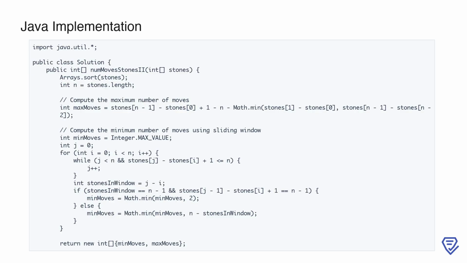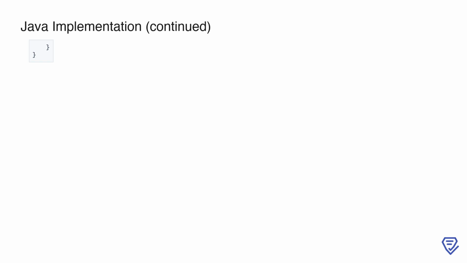The idea here is to find the smallest window in which the stones can be rearranged to become consecutive, minimizing the moves required. We initialize min moves to the maximum possible value and use 2 pointers, i and j, to iterate through the sorted stones array. For each stone at index i, we expand the window by incrementing j as long as the difference between stones[j] and stones[i], plus 1, is less than or equal to the total number of stones.